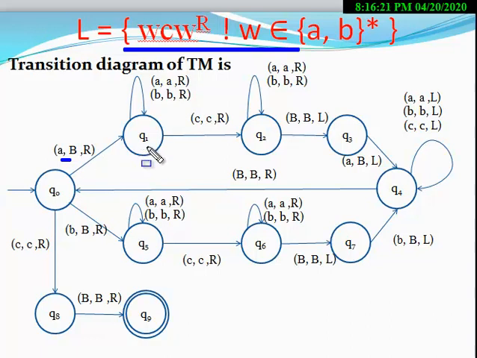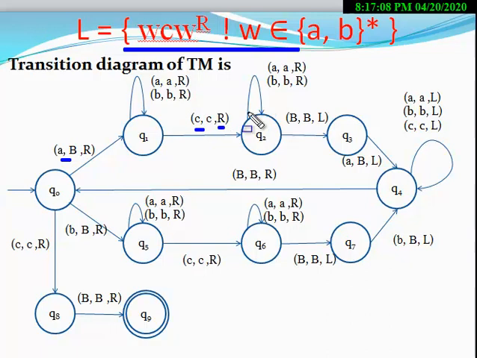At the state Q1, when tape symbol A or B appears, the machine only moves in the right direction, and the state does not change, and the tape symbol is also not changed. So at the state Q1, the machine only moves in the right direction, and as soon as the tape symbol C appears, the machine changes its state from Q1 to Q2. And also the head of the machine moves to the right direction.